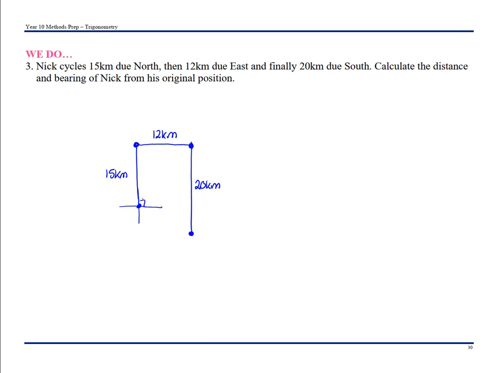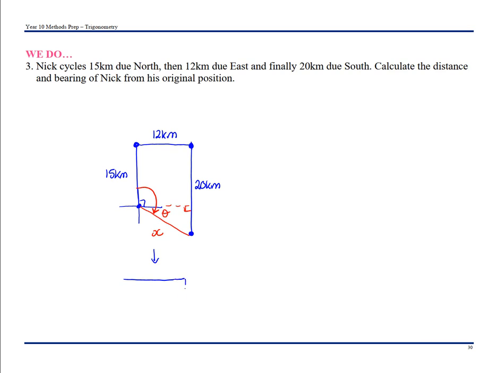And it says calculate the distance and bearing of Nick from his original position. So if I draw from where he started to where he finished, that's the distance I want. And you should be able to see this right angled triangle here, which you should be able to find information for. Now the bearing is going to be that angle there. Hopefully you're seeing that if on that bottom triangle you find that angle there, you'll be able to work out that bearing.